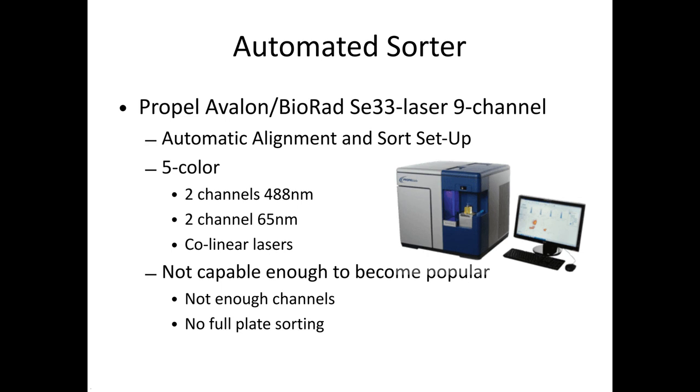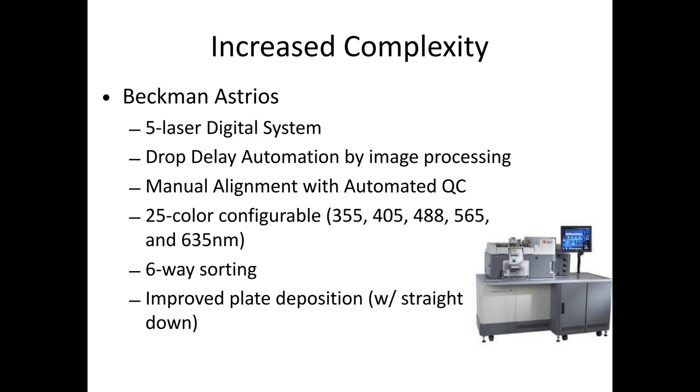But then along came the Beckman Astrios. This was basically a repackaged, evolved version of the MoFlo, but with a lot of really cool features. First, it was 5 lasers, all fiber fed. So the alignment was much more stable. It had the same drop delay by image processing, but one of the other cool things was it had an integrated QC system. You would tune it, it still had manual setup required, but it would tell you you've passed QC in all these channels, so you set it up correctly. And then you can go ahead and run the drop delay automation.